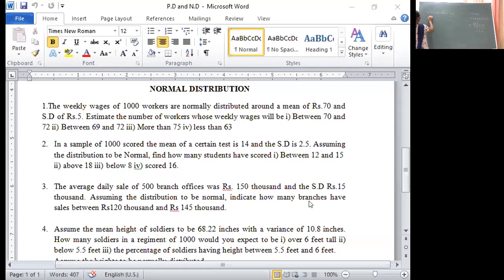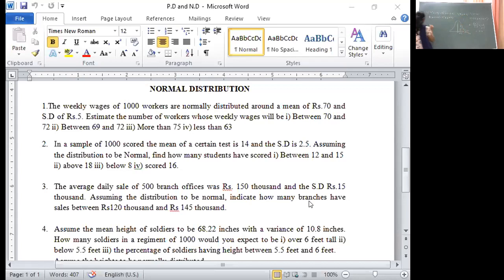By using symmetry property, what is symmetry property? Probability of z less than minus a is equal to probability of z greater than or equal to plus a. Then how we will write this? Probability of z greater than or equal to 2.4. Right now, draw normal distribution. Here, greater than or equal to 2.4. 2.4 is somewhere around here. Then it goes to plus infinity. We need to find out 2.4 to plus infinity.